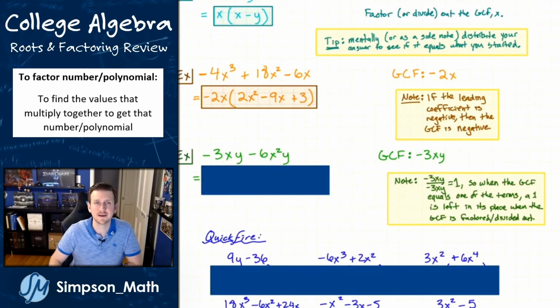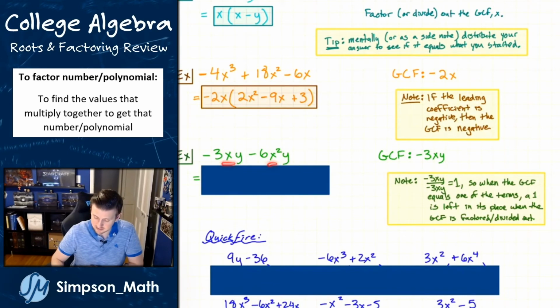All right, welcome back. So our GCF is a negative 3xy. So again, our leading coefficient sign is negative, so we're going to pull out that negative. Then let's compare 3 and 6. They have a 3 in common, so I'm going to pull that 3 out. Not 6, because that wouldn't work there.